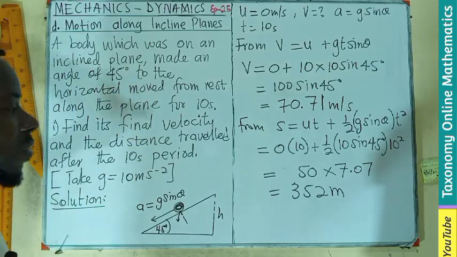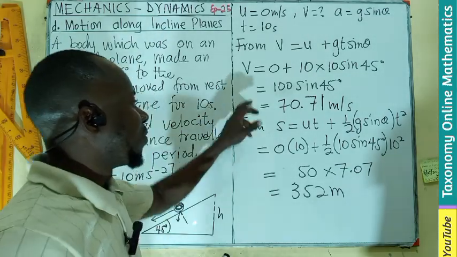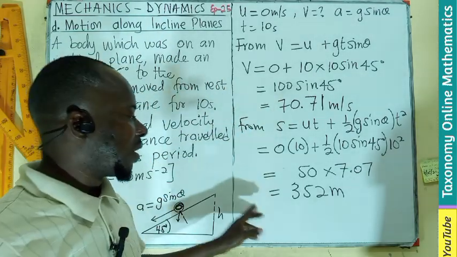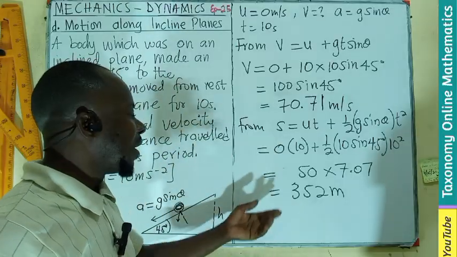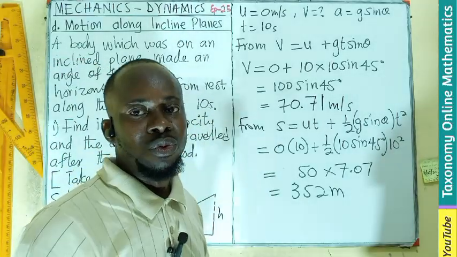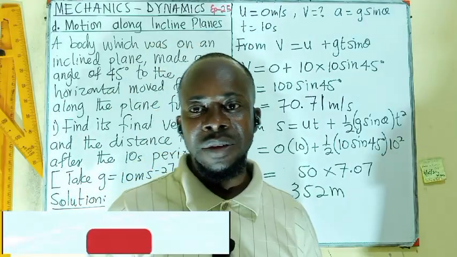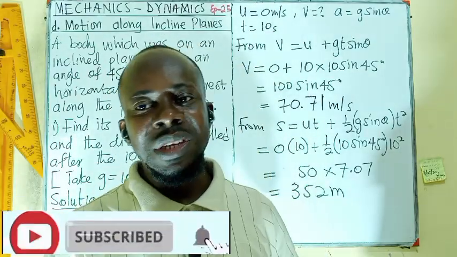We are looking for distance, that is in meters. So we just have to conclude. Therefore, the final velocity is this. Therefore, the distance traveled after 10 seconds is going to be 352 meters. This is just to test the formula we did in episode 24.